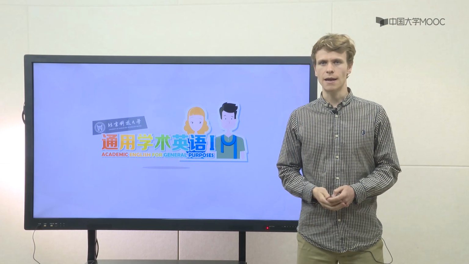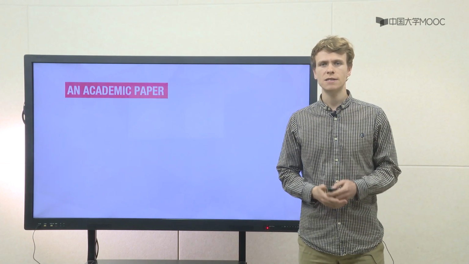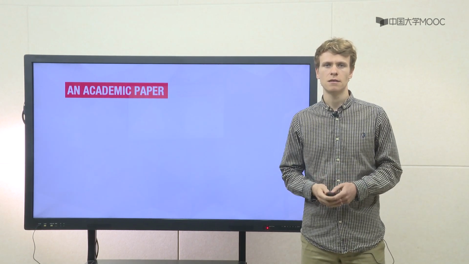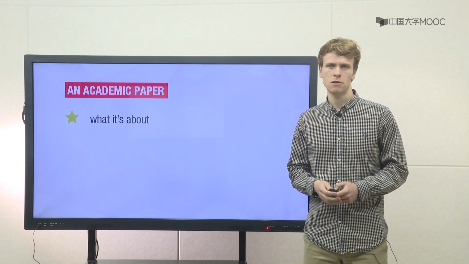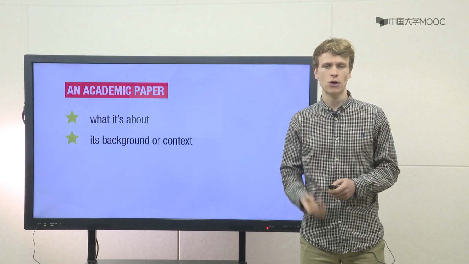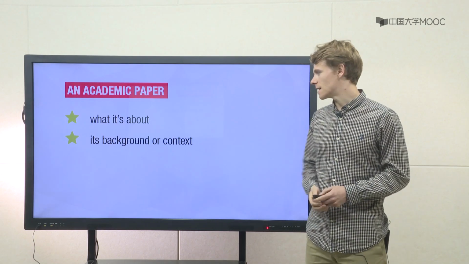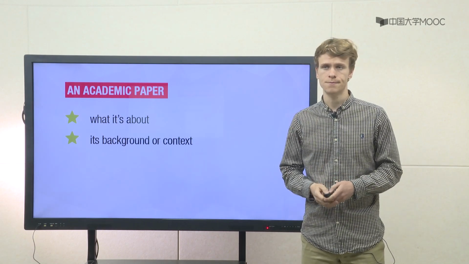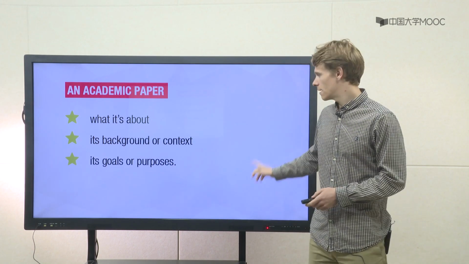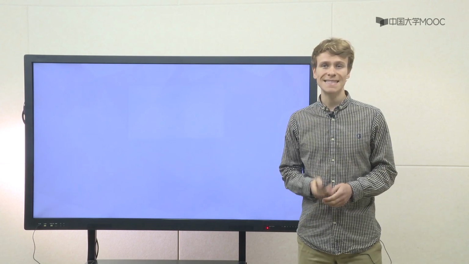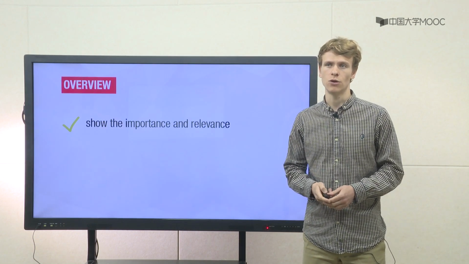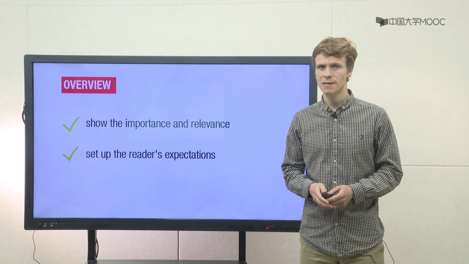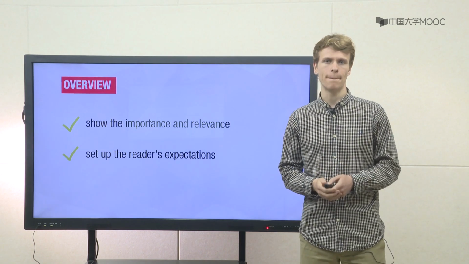A person reading an academic paper is trying to understand a complex text that's new to them. They want to know what it's about, they want to understand its background or context, and they want to see its goals or purpose. An explicit and detailed overview will help you show the importance and relevance of your work and set up the reader's expectations for your paper.